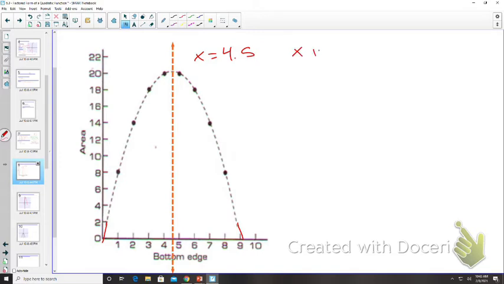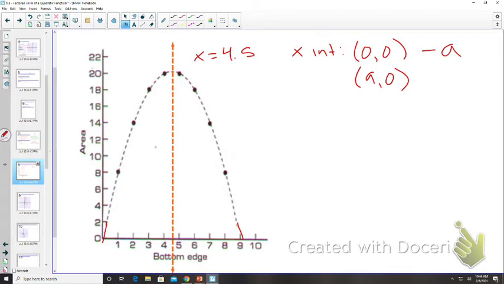So x-intercepts, we have 0 and 0, and we also have 9 and 0. Okay? Now, is this a happy parabola? No. Sad parabola, okay? So we know we have a negative a. Okay? We know our x value. We know our x-intercepts. We know our axis of symmetry. We know our a value.